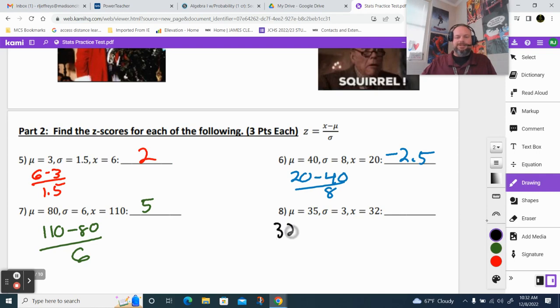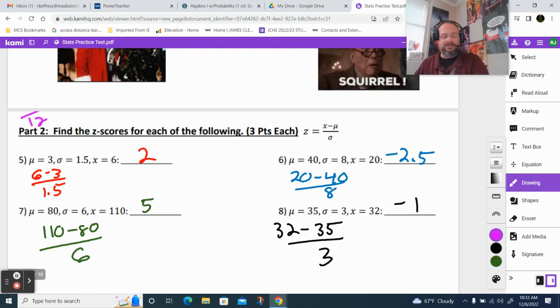So 32 minus 35 divided by 3. This is going to be negative 1. Now this section is all our calculations. That's it. This section is worth 12 points. Believe it or not, this is our biggest weight we have so far as points.